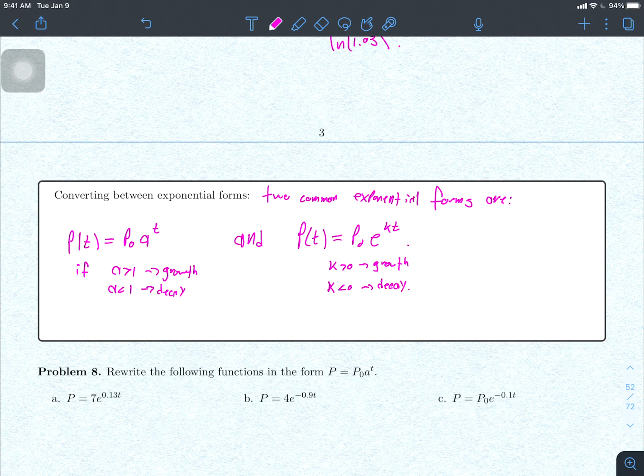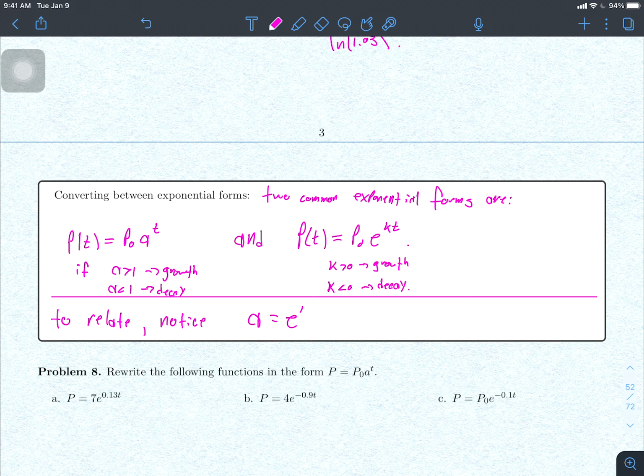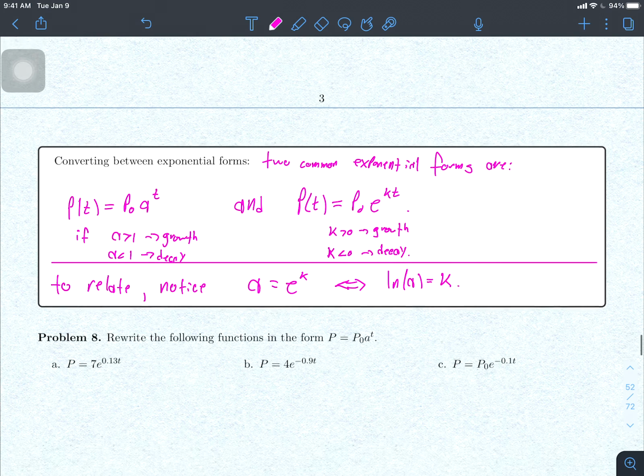The important way to relate them: notice that if we set them equal to each other, we get a equals e to the k after some cancellation. We divide on both sides by P naught, we take the tth root, and we get a equals e to the k, which we know also tells us via our logarithmic correspondence that ln of a is equal to k. Take the natural log on both sides. The k just directly becomes k because e to the x and ln are inverses. So this is how we switch back and forth between these exponential forms.